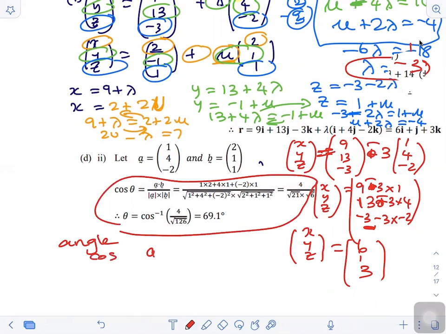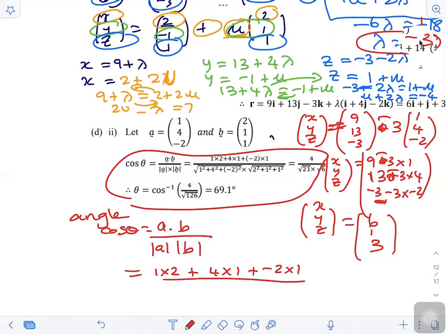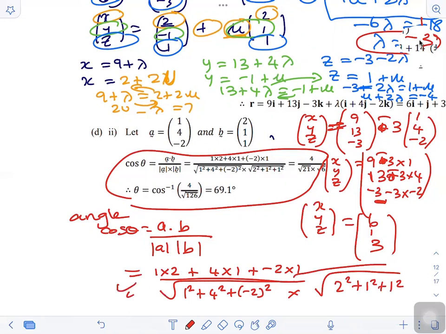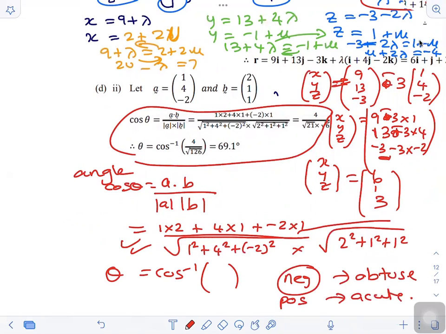All right, now when we're trying to find the angle, cos theta equals a dot b on mod a mod b, and then you've just got to put the values in. So a dot b, you just multiply the x's, 1 times 2, and then 4 times 1, and then minus 2 times 1, and you put it all over the square root of 1 minus 2 squared. And I think the working out there is pretty self-explanatory. And then you just go theta is cos to the minus 1. Just remember, if it's a negative value, you're talking an obtuse angle, and if it's positive, you're talking an acute angle. And you should end up with 69.1 degrees.